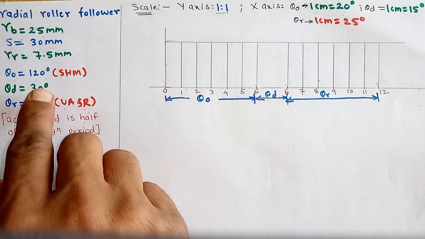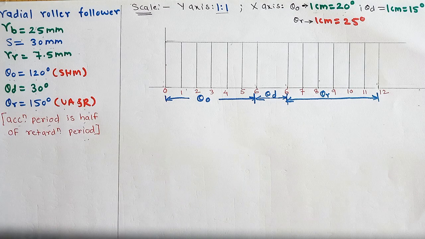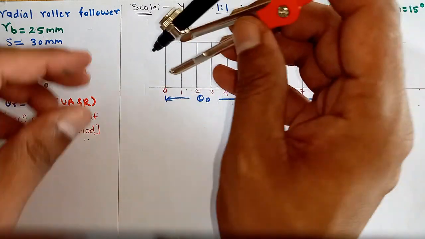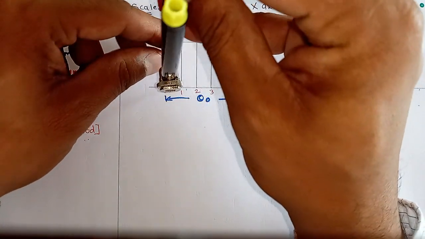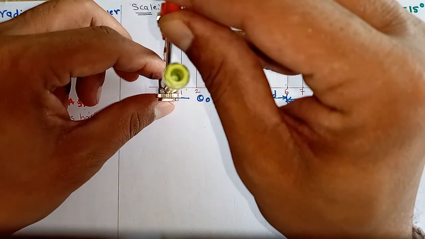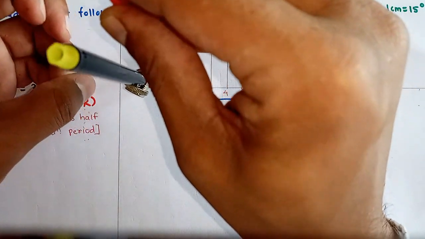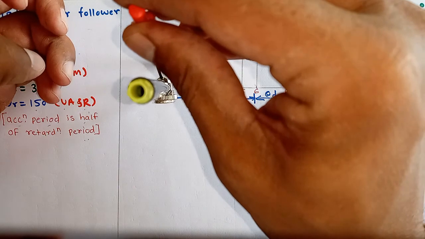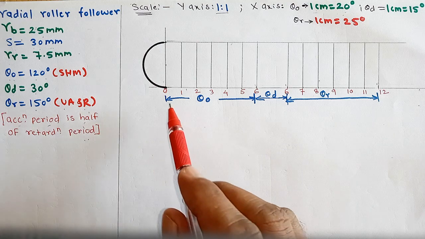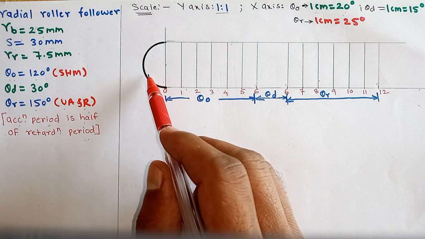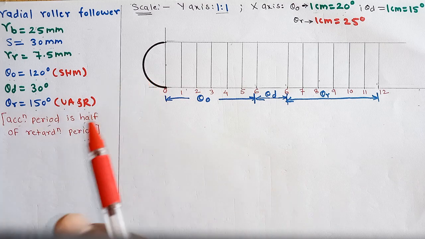Now outstroke is with SHM. So we draw a semi-harmonic circle on the y-axis with its diameter equal to the lift of the follower. So this is the semi-harmonic circle, whose diameter is equal to the lift of the follower. We have divided the outstroke angle into 6 equal parts, so we will divide this semi-harmonic circle into the same number of parts.